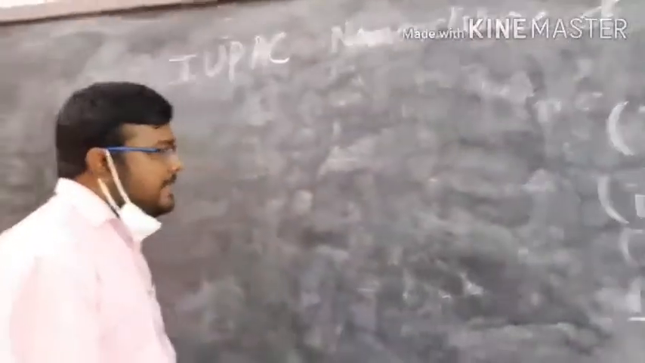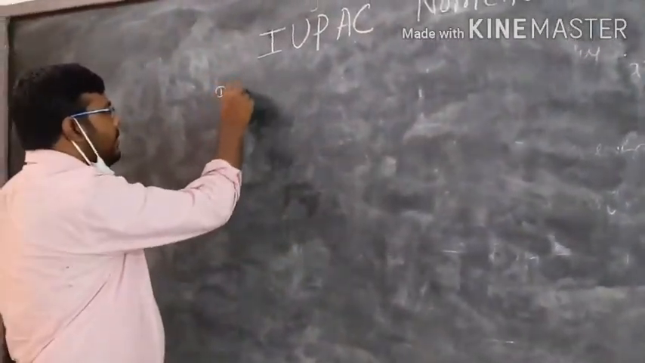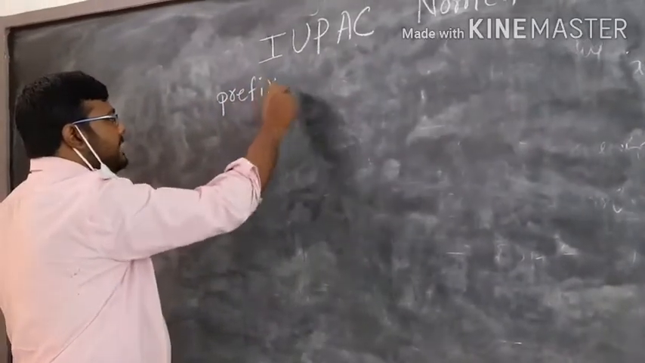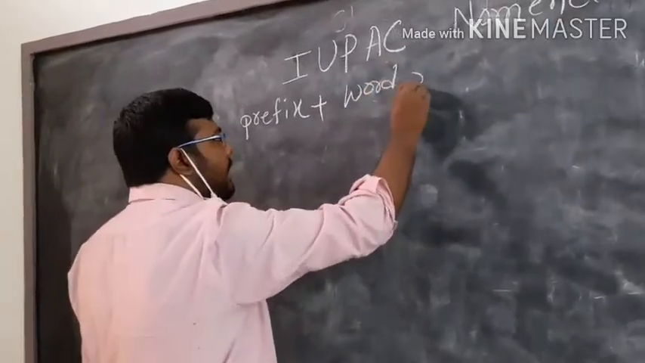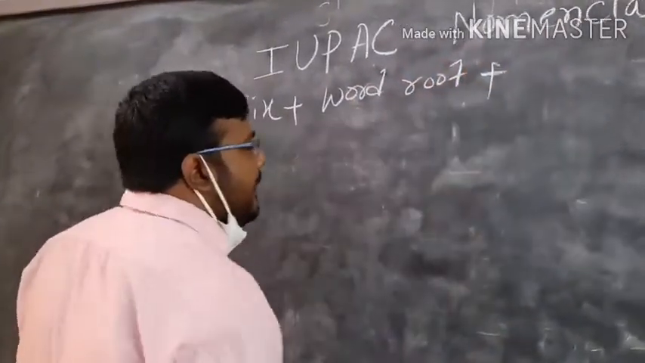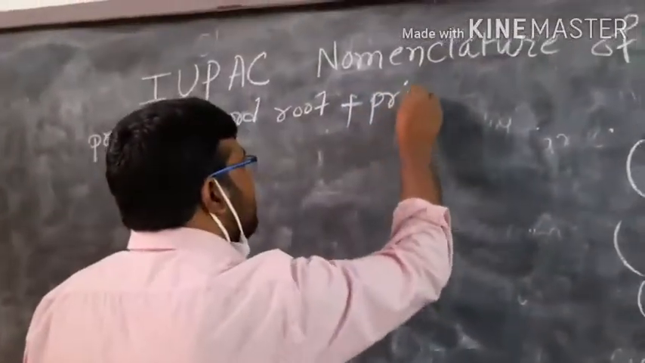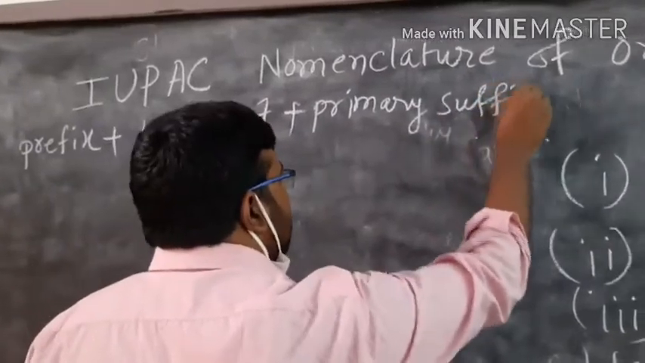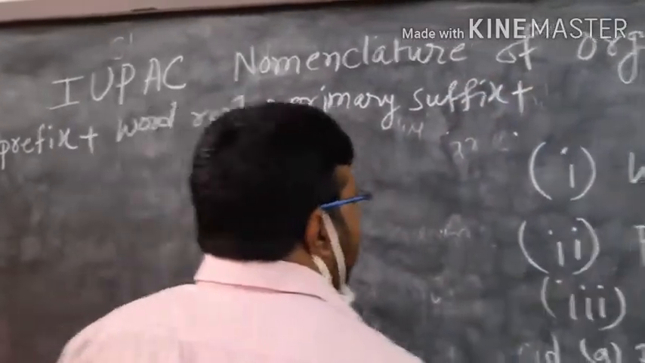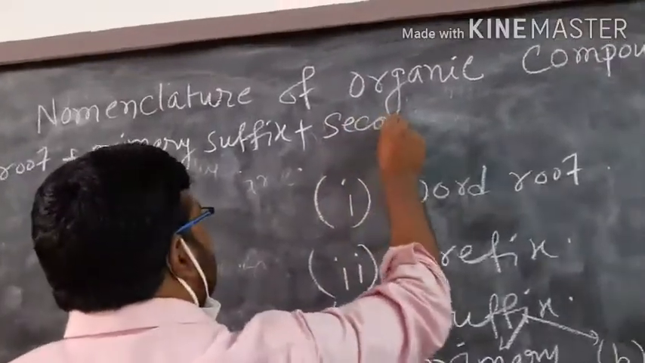Now see, in the IUPAC system of nomenclature, the structure of the name of an organic compound will be like this: prefix, then word root, then primary suffix, and after that the secondary suffix. That is the main frame of the IUPAC name of an organic compound: prefix, word root, primary suffix plus secondary suffix.